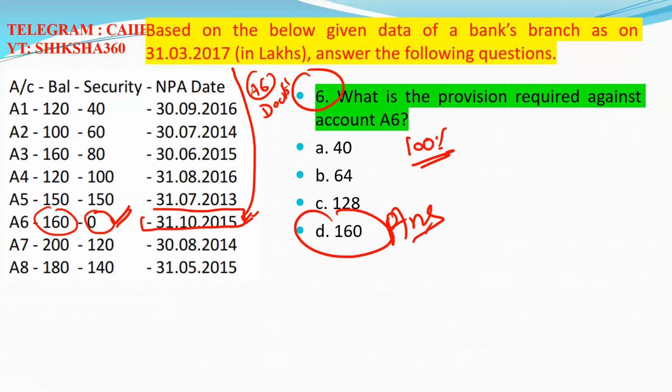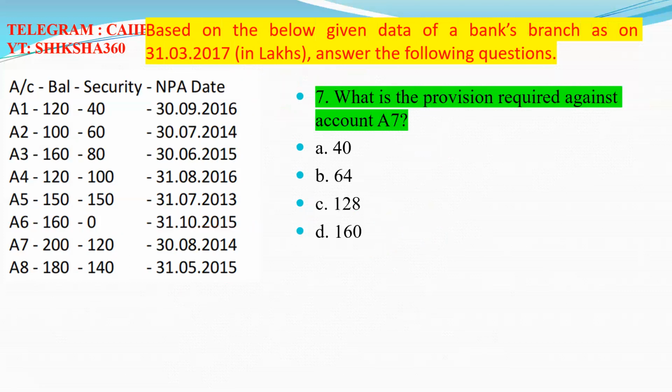Hope all these questions are clear to all of you, and we expect these are basic understanding of the provisioning concept, clear? Next, move to the next question, question number 7. So basically this account NPA is on 30th August 2014. So till 30th August 2015, it is under substandard, and 2016 D1. This is basically D2 account.